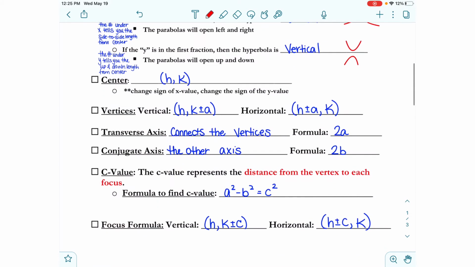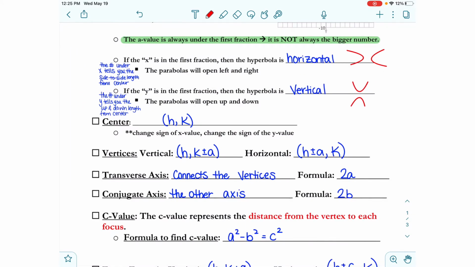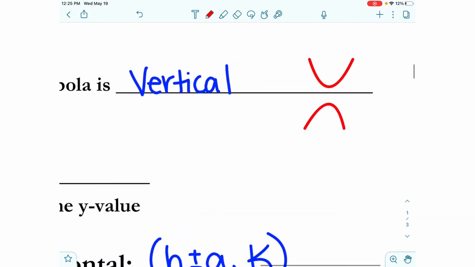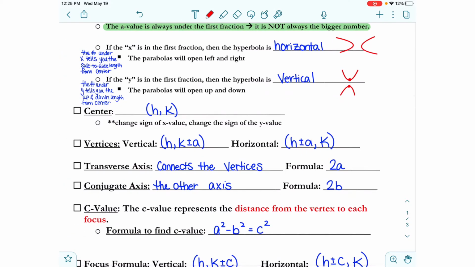This might be a good time to pause the video and write down all of these notes. If you've already written down all of those notes, I'm going to talk through these for a minute. The center is always (h, k). Change the sign of the x, change the sign of the y, just like in a circle and ellipse. Now the vertices are the vertices of the little parabolas. I'm going to ask you for those ordered pairs. There's one way just to eyeball it, which is probably the easier way, which I'll show you when we're graphing, but there is also a formula.